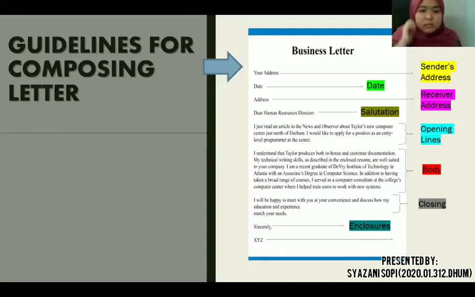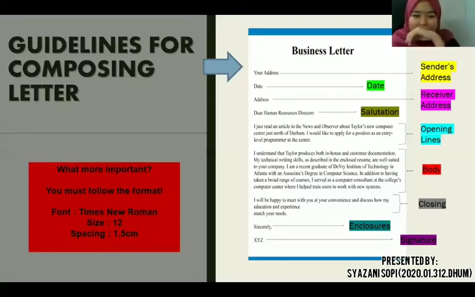Next, another signature. Next, another important factor in the readability of a letter is the font. The generally accepted font is Times New Roman size 12. When choosing a font, always consider your audience. Okay, next.